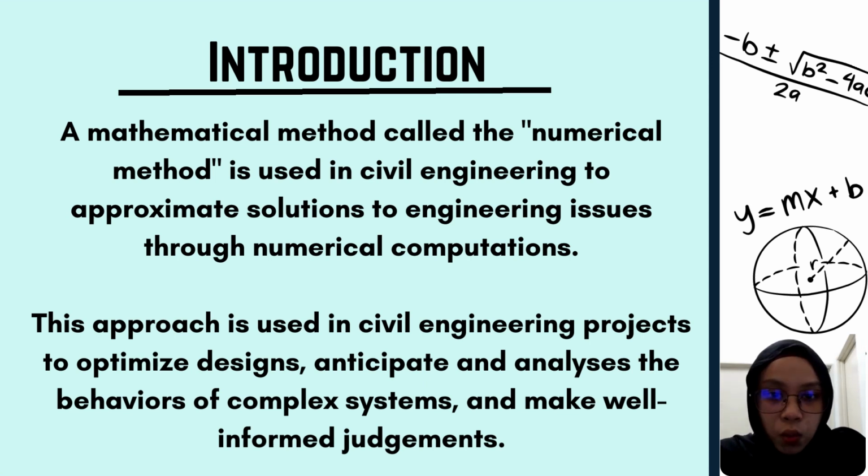Okay, for chapter 1, which is about the introduction, a mathematical method called the numerical method is used in civil engineering to approximate solutions to engineering issues through numerical computation. The approach is used in civil engineering projects to optimize the design, anticipate and analyze the behavior of complex systems, and make well-informed adjustments.